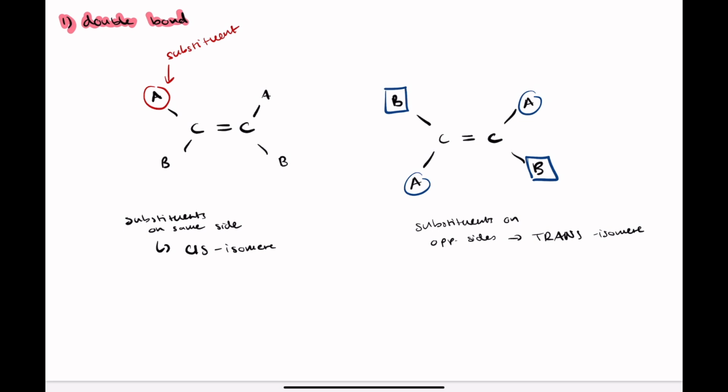The idea behind this is that the rotation around the bond is restricted, and what I mean is the rotation around this bond is restricted, so you can never get these molecules to become the same, right? You can never get this part to turn upside down while this other part stays the same, and therefore these two molecules will never perfectly match up, and therefore they are isomers.